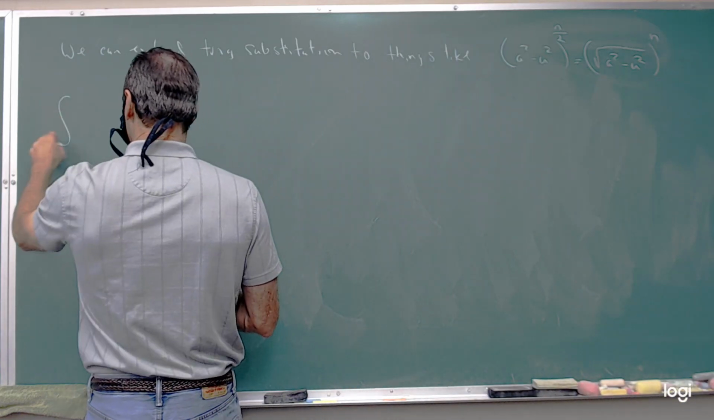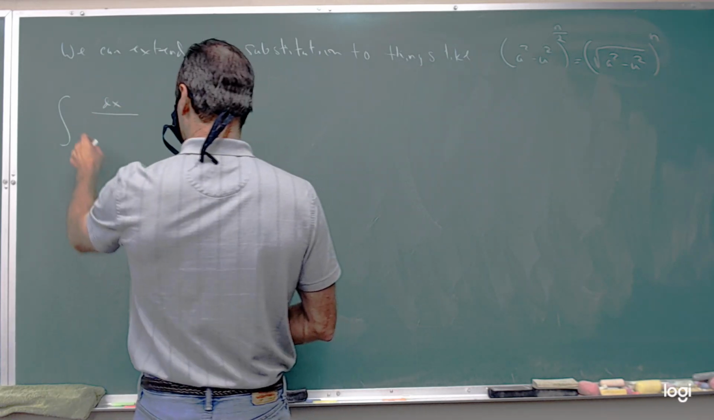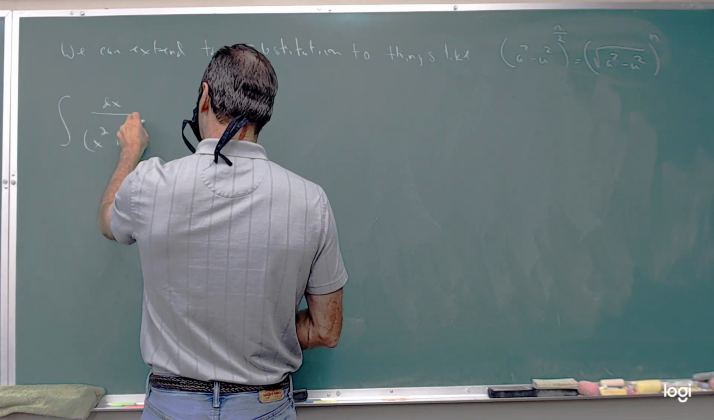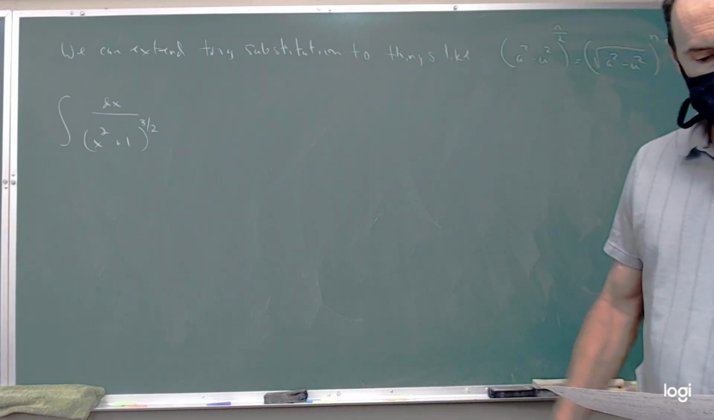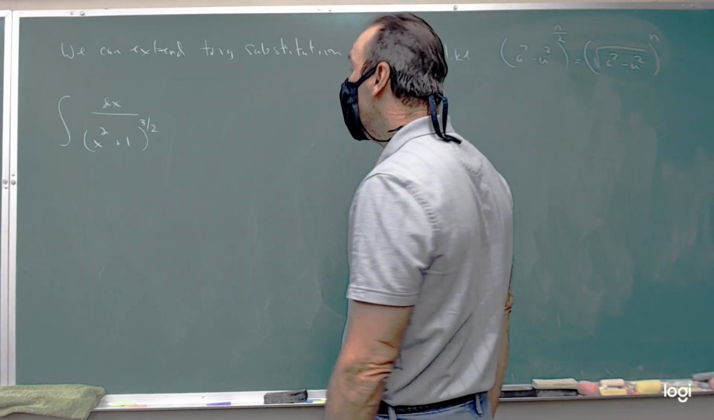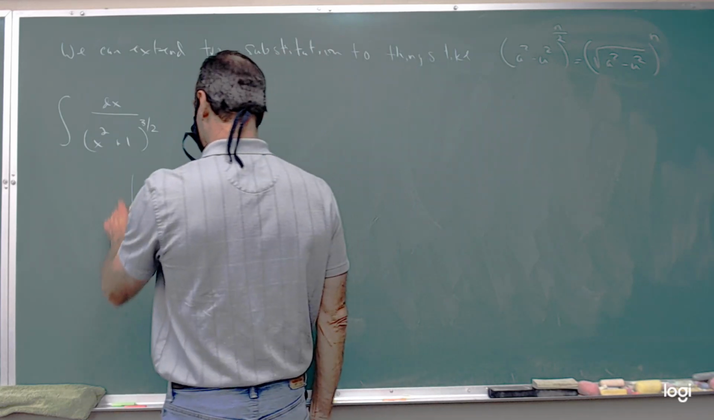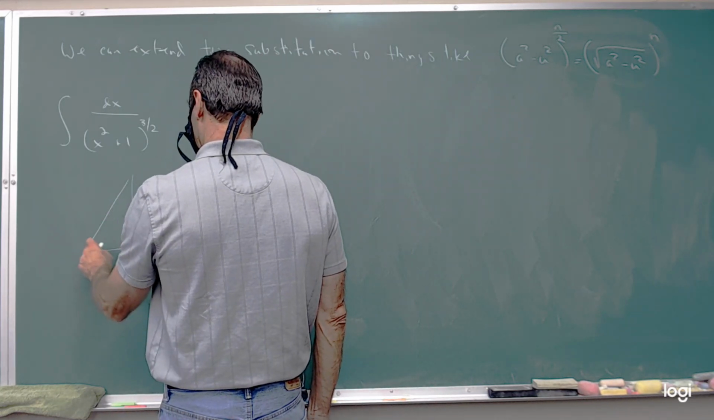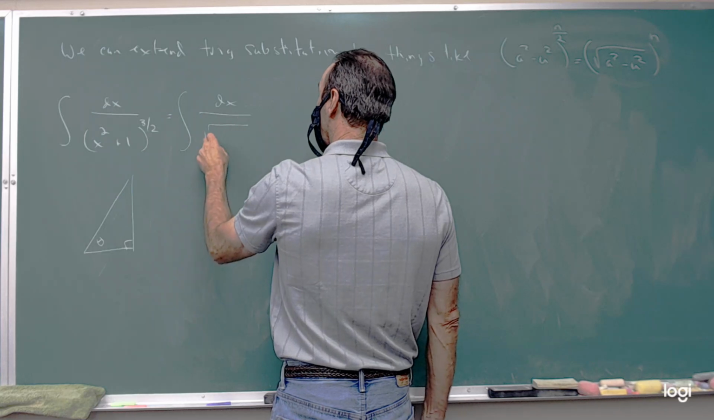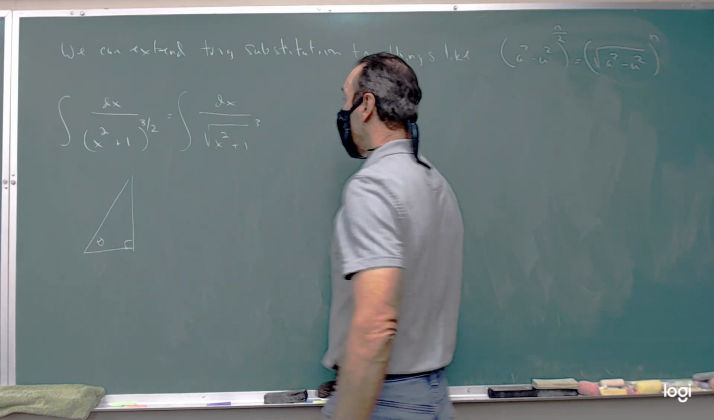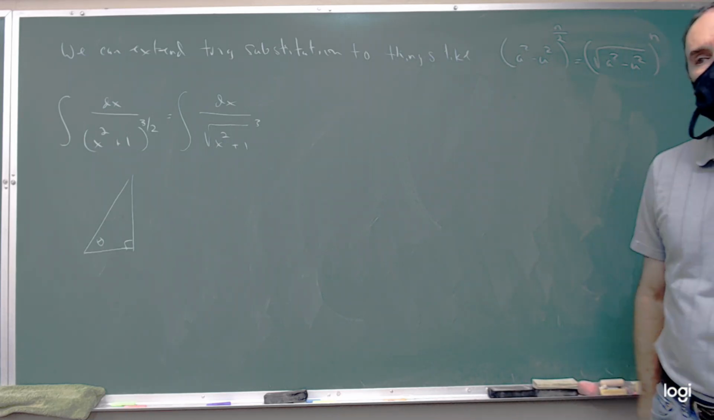Let's do the integral of dx over x squared plus 1 to the 3 halves power. So do you want to rewrite that? I don't know if that helps or not to think of that as the root of x squared plus 1 to the 3rd. So now we still have to do our whole, how are we going to label our triangle?